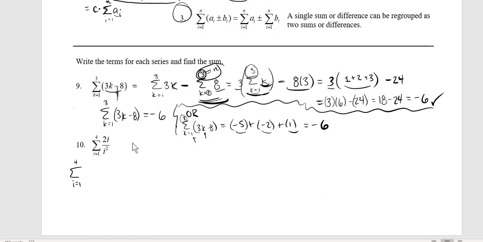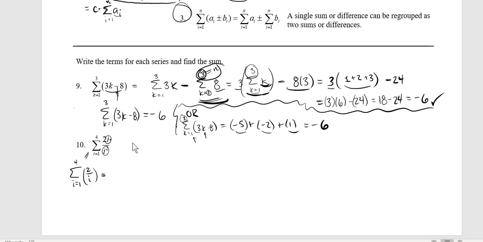Sum from i equals 1 to 4. Notice I've got i and i squared here. That's just 2 over i. There is no need to carry that redundant factor of i in this sum. Whatever I'm plugging in for i, it's going to cancel the 1 in the top with the 1 in the bottom. So let's do 2 over i instead. That'll be much simpler.